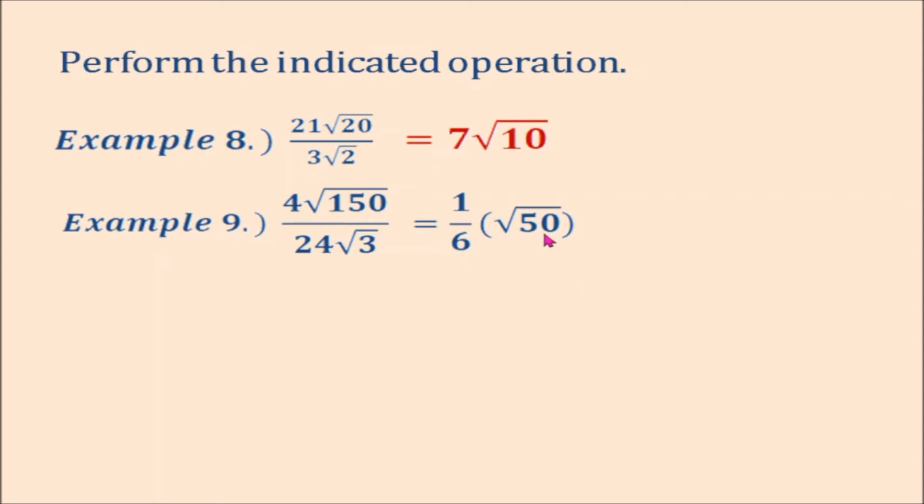Square root of 50 can be simplified. The factors of 50 are 25 times 2. So we have 1 over 6 times square root of 25 times 2. So square root of 25 is 5. So we have a 1 over 6 outside. So that means it becomes 5 over 6 square root of 2. So this is our answer.